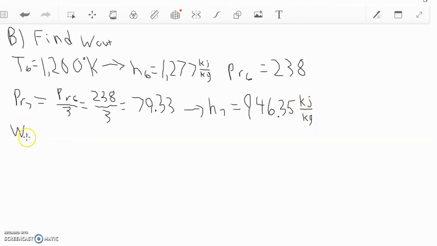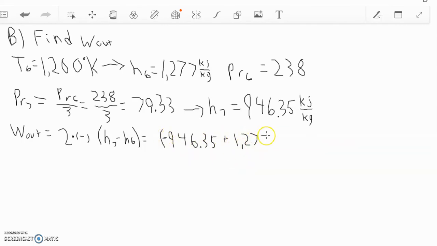And now we can find the work out. Same as we did last time, we'll do 2 times H6 minus H7. And we just have a negative there so that we get a positive answer for the work out. So we have negative 946.35 plus 1,277, times 2. So we get a work out of 662.87 kilojoules per kilogram.